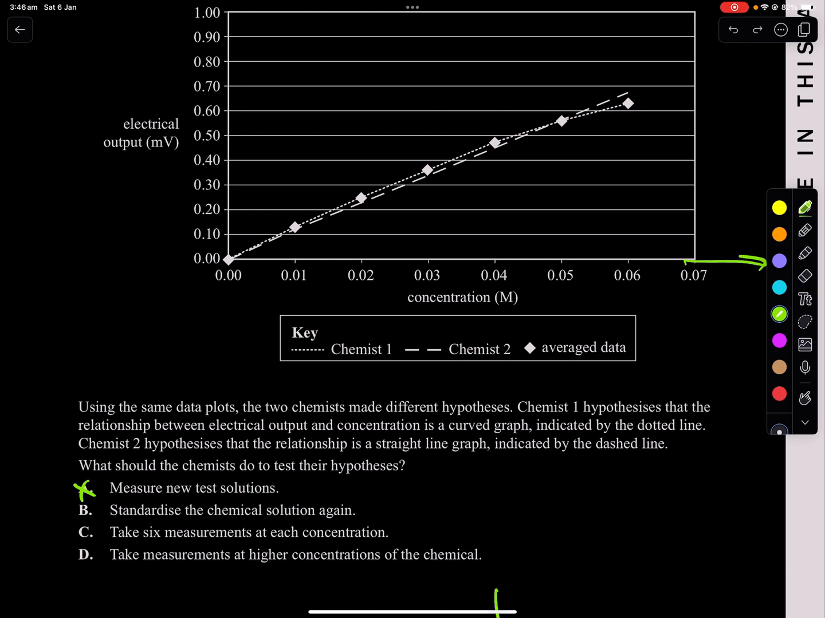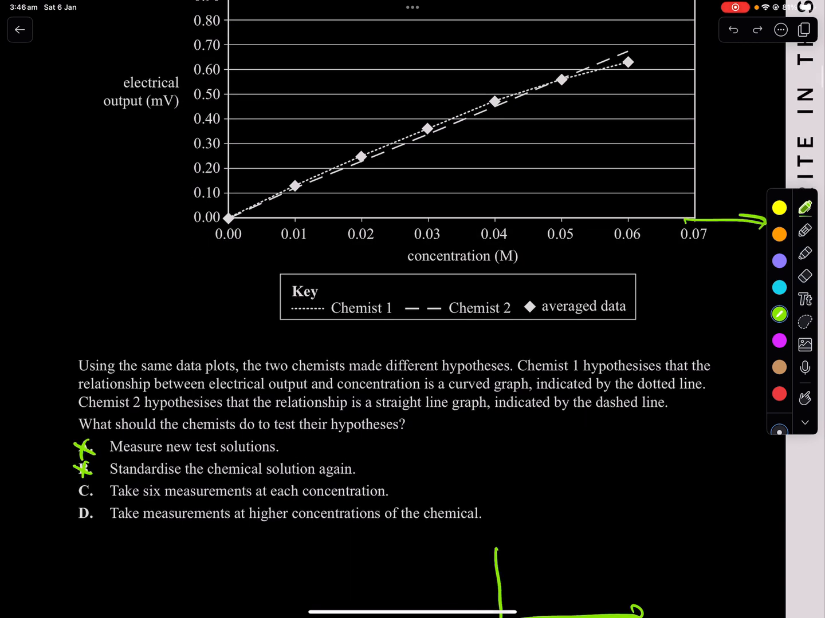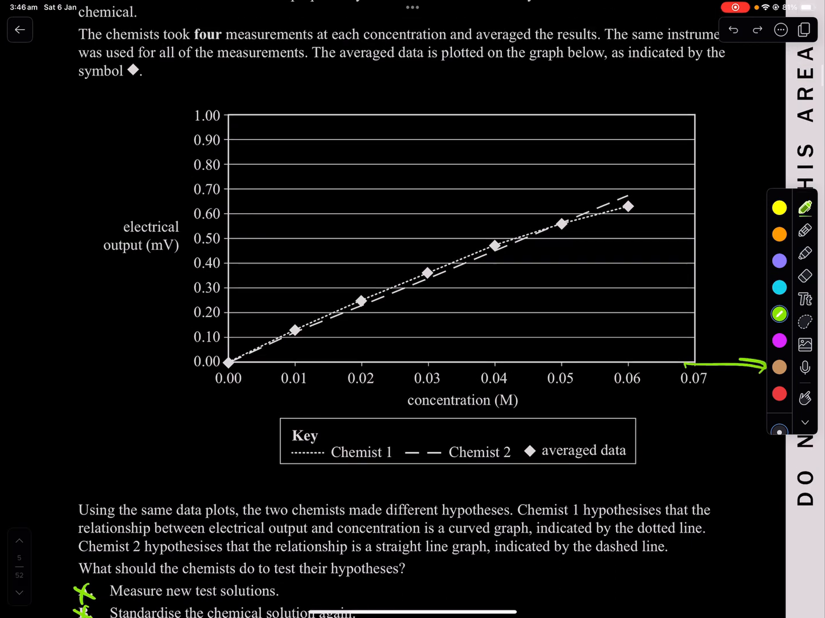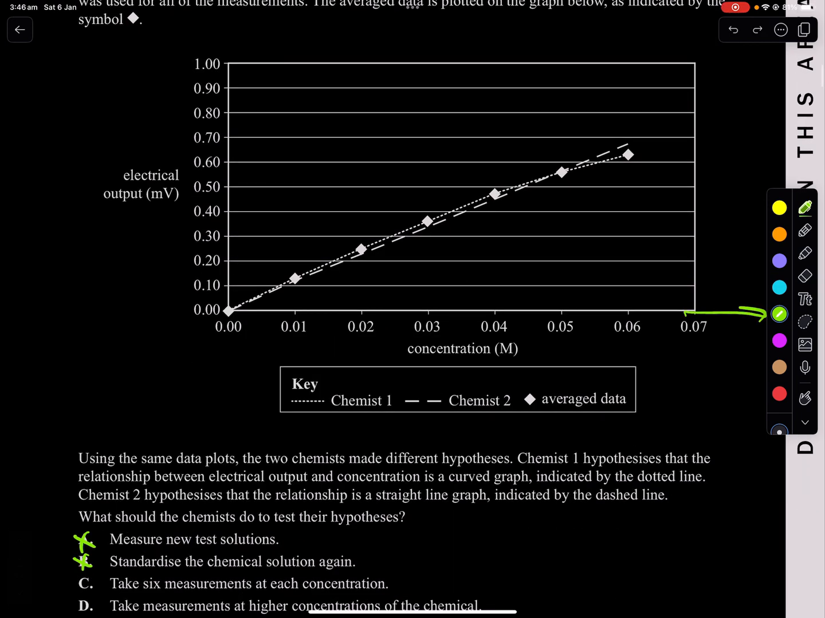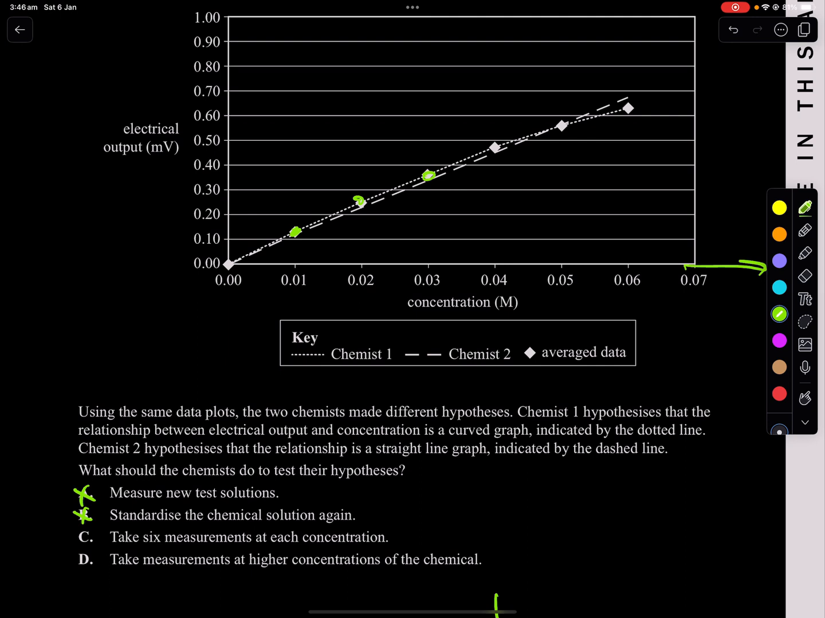We're not actually solving the hypothesis. Standardizing the chemical solution again is also just trying to make it more accurate, which is not very helpful in this case. Being more accurate makes the standardized data more accurate, but it's not going to help us see the relationship. So what about taking 6 measurements at each concentration? No. If we've taken 4 and we take 6 and average them, it will still be approximately the same points. It could help, but not that much.